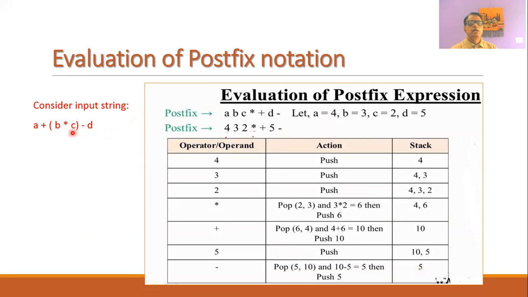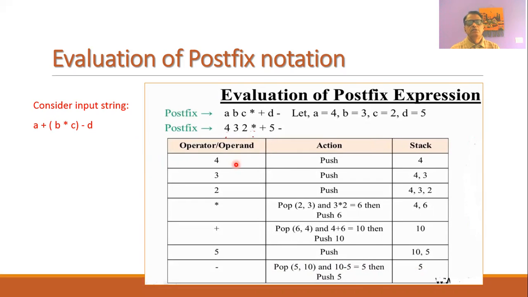So one can easily understand that 4 plus 3 into 2, that is 6. 6 plus 4 will be 10. 10 minus 5 will be 5. So when this postfix notation is evaluated, we must get a value of 5. Now, as far as the evaluation or implementation of the postfix notation is concerned, what we need is a stack memory, and we will need the different actions or operations, and we will need an operator or an operand.